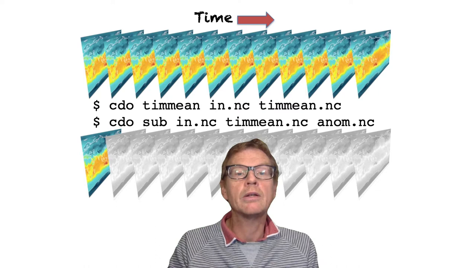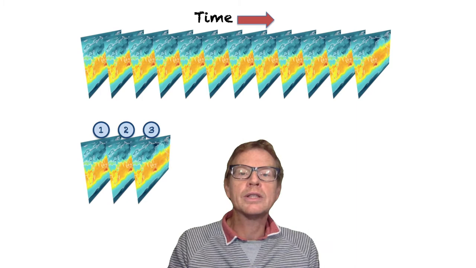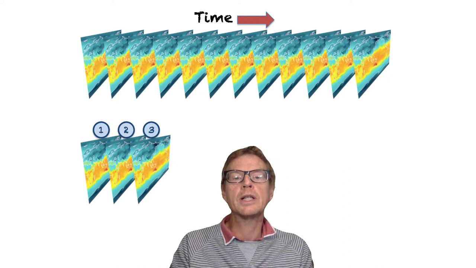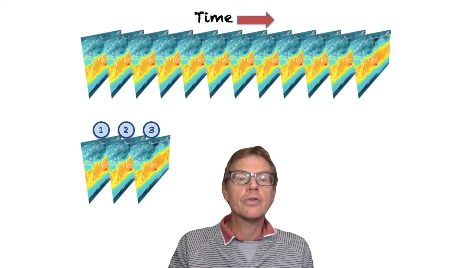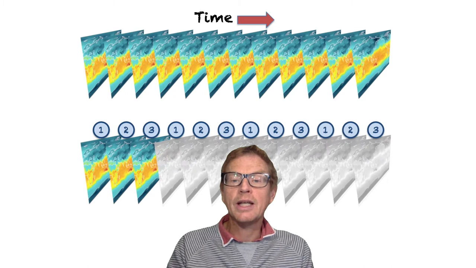This will work in the same way if the second file has more than one slice. In this case, we have an illustration where we have three slices. What happens is that when CDO gets to the end of the second file, it simply cycles round and reuses those slices. So those three slices will be duplicated, and then duplicated, and duplicated, until eventually we end up with a second file with the same number of slices.